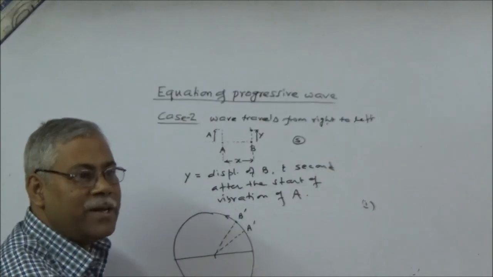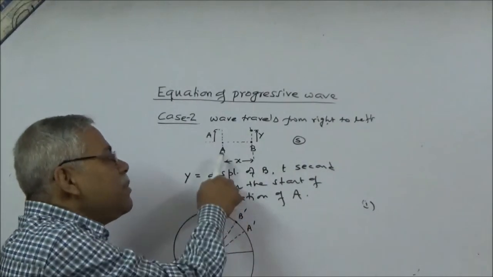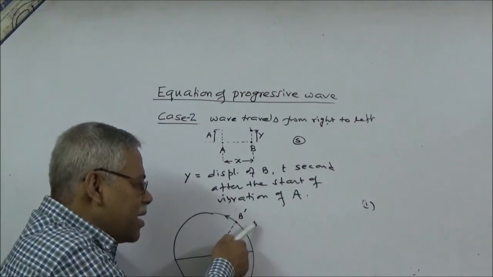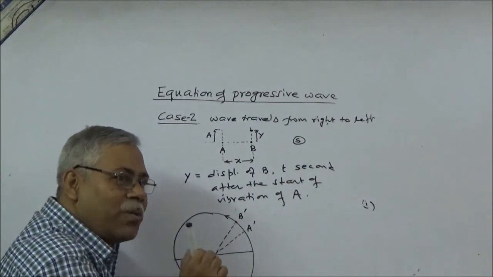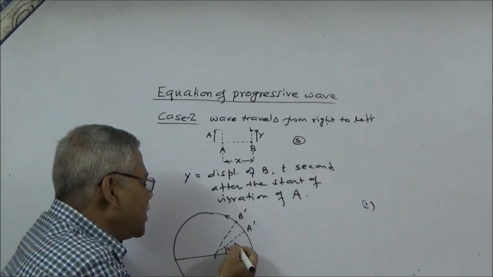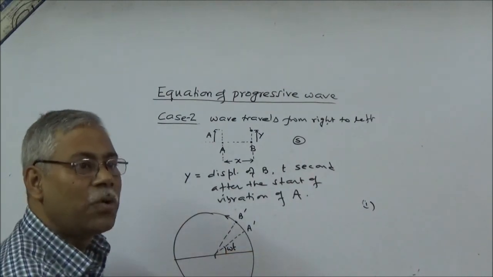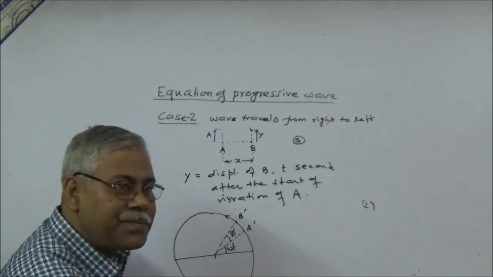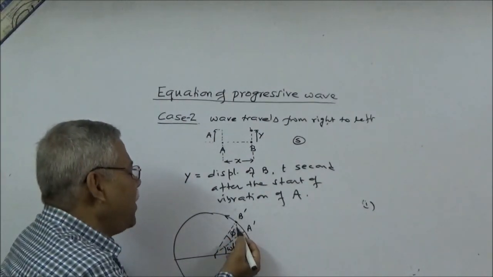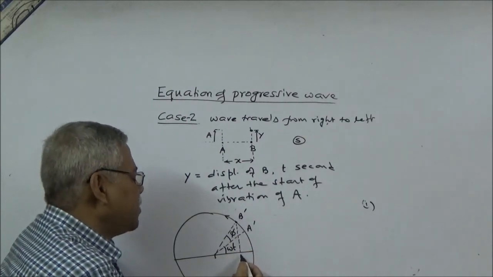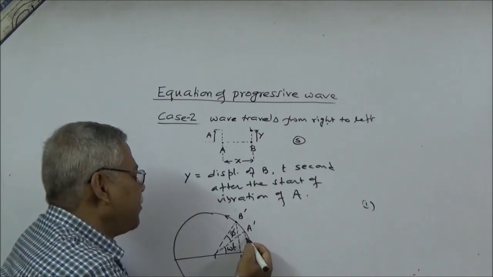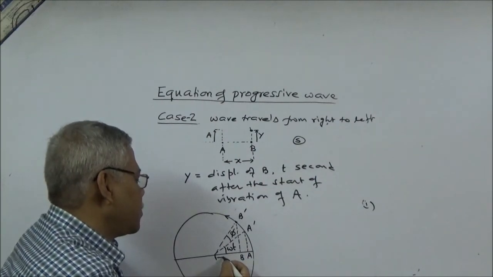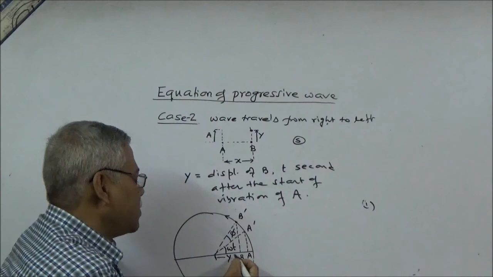Which angle is omega t? We are still measuring time from the start of vibration of A. So the angle made by the line connecting A dash with the center is omega t. This angle, omega t. And the phase difference between these two particles is phi. And y is the displacement of B. This is B, this is A. This is Y.